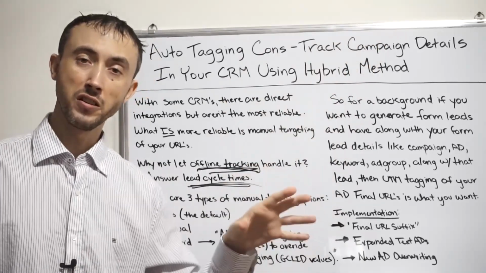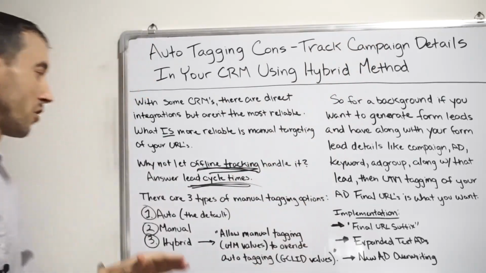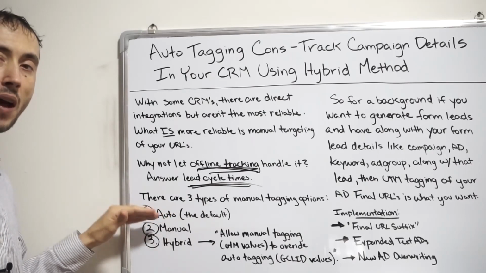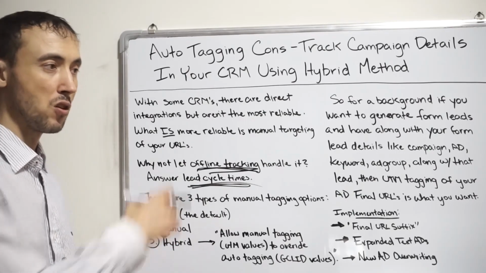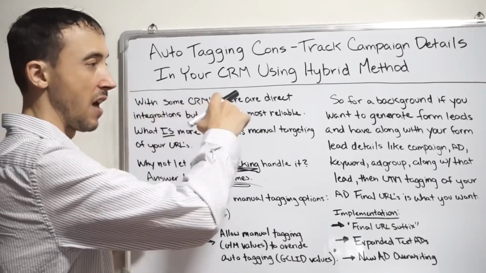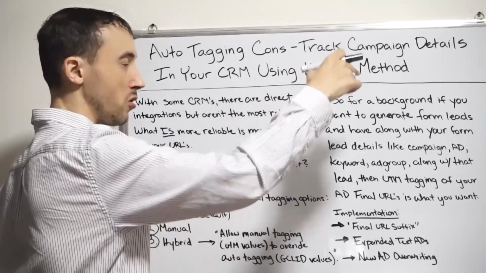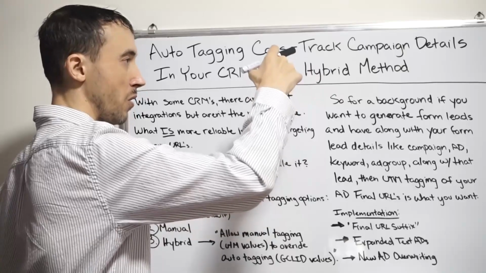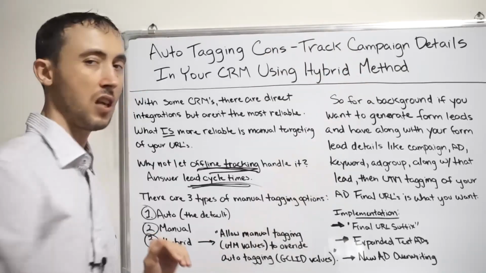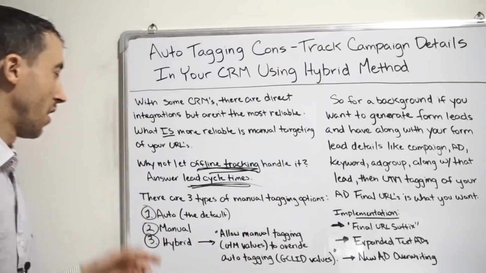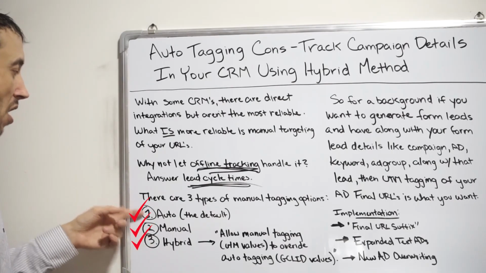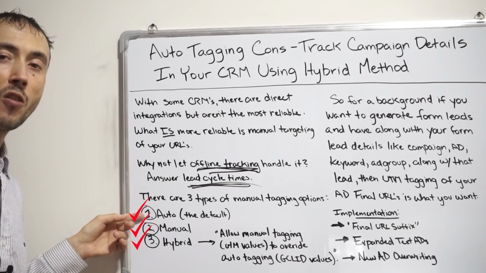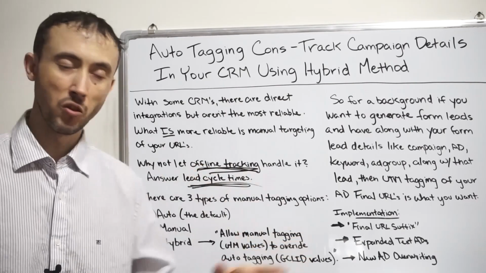As far as the URL itself, to make sure the details are there, there's actually 3 types of ways that you can tag the URL so that the URL doesn't have your landing page, but it has information about the user's click, what ad they clicked on, what keyword they typed in, and so forth. There's auto tag, manual tag, hybrid tagging.